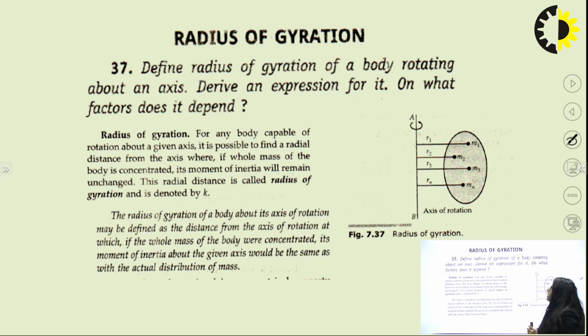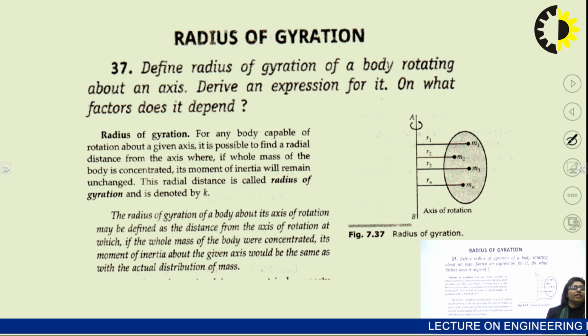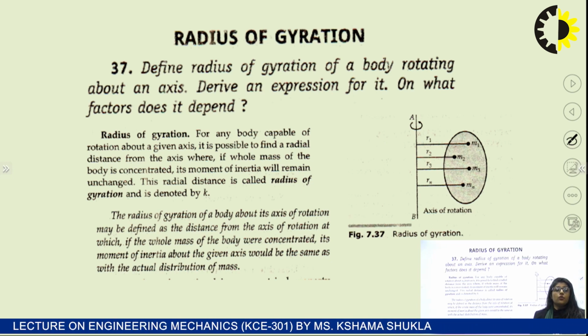Radius of gyration, for any body capable of rotation about a given axis, that is AB: it is possible to find a radial distance from the axis where, if the whole mass of the body is concentrated, its moment of inertia will remain unchanged. The total mass acts at a particular point, concentrated, and its moment of inertia remains unchanged. This radial distance is called the radius of gyration, like m1 has radial distance r1, m2 has r2, m3 has r3. The radius of gyration of a body about its axis of rotation may be defined as the distance from the axis at which, if the whole mass of the body were concentrated, its moment of inertia about the given axis would be the same as the actual.